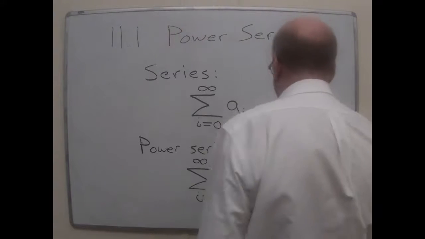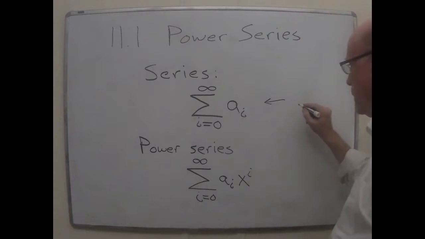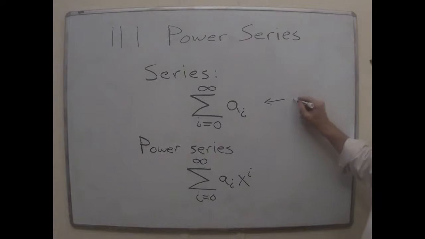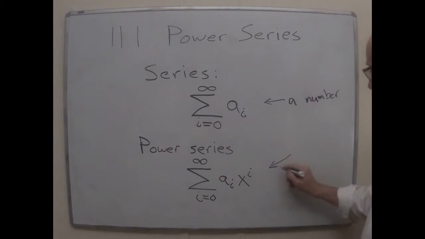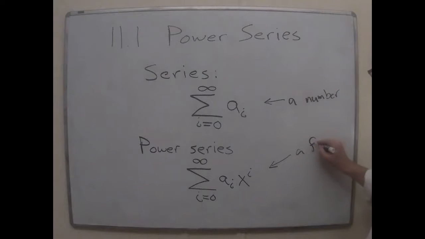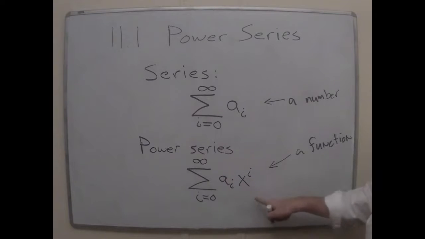I think that's probably worth really emphasizing. The infinite series is a number, or well, possibly not a number if it's a divergent series. But this one is a function. Or, of course, possibly not a function too. If this thing diverges for all values of x, that would be bad.